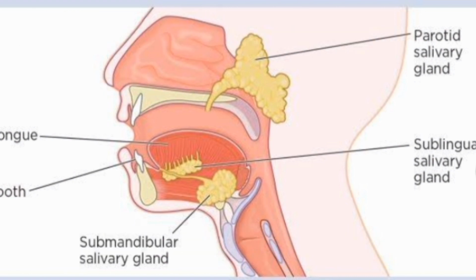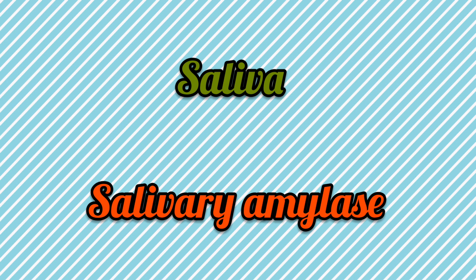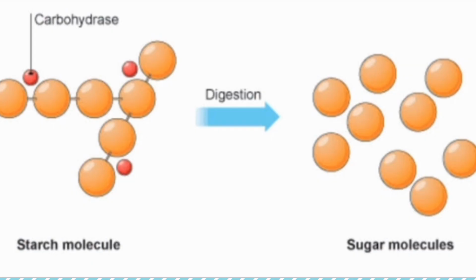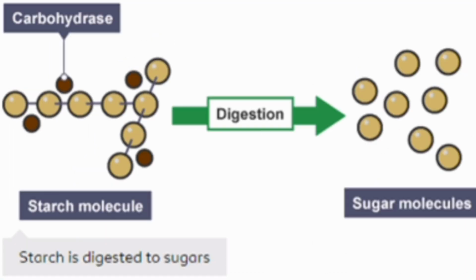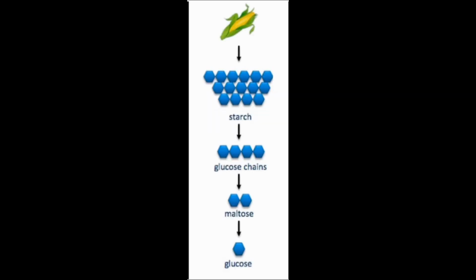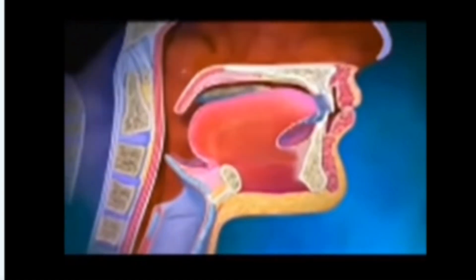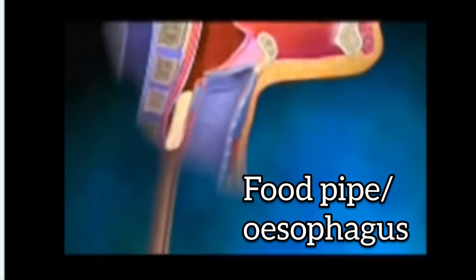The catalytic enzyme in saliva is called salivary amylase. In its presence, the starch in the food is converted to sugar. Sugar is a simple carbohydrate compared to starch. For the enzyme to reach the food particles, they need to be ground or crushed thoroughly. From the mouth, this partially digested food is pushed to the food pipe or esophagus by our tongue.